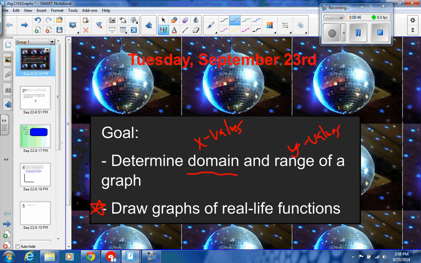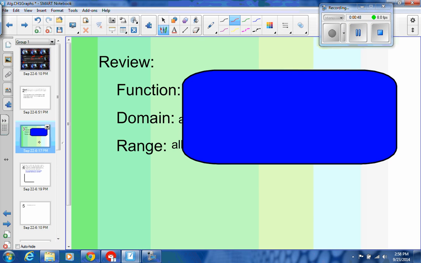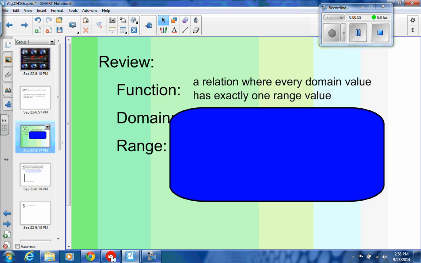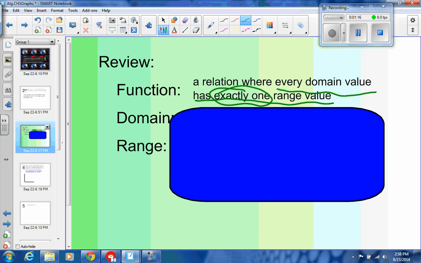All right, so let's start off with a quick review of what functions are, what domain is, and what range is. So the first word is a function. A function is a relation where every domain value has exactly one range value. Exactly one is really important there because you can't have more than one for it to be a function.